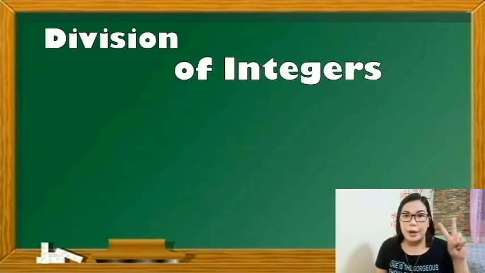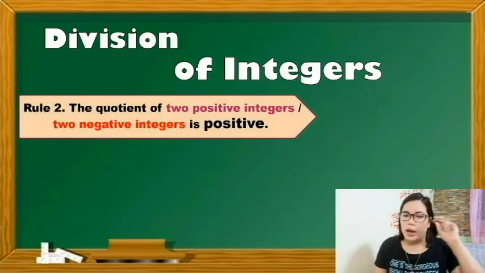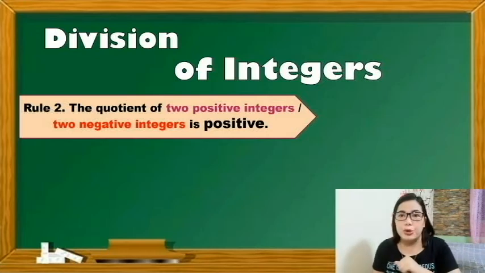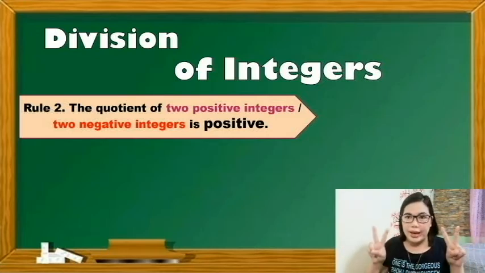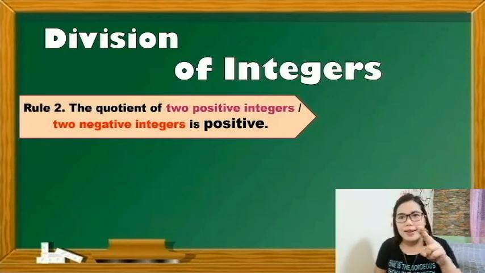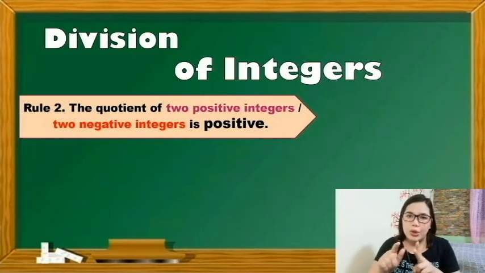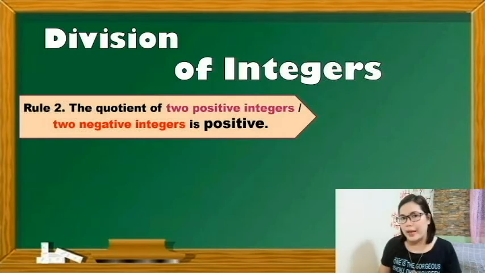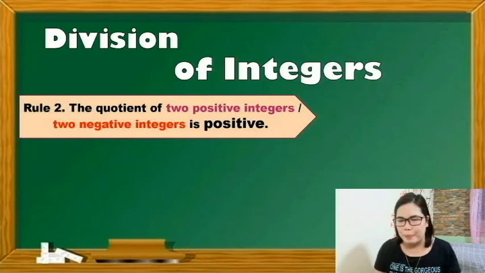So let us have rule number 2. The quotient of two positive integers and two negative integers is positive. So the same, sama sa akong gisulti ganina, pareho ra siya og rule ni multiplication. Ang kalainan lang is iyang answer. Ang multiplication product man to, kani, quotient lang. So, kung pareho ang sign nga imong i-divide, the quotient is always positive. Kung positive divided by positive, the quotient is positive. Kung negative divided by negative, ang quotient is always positive.